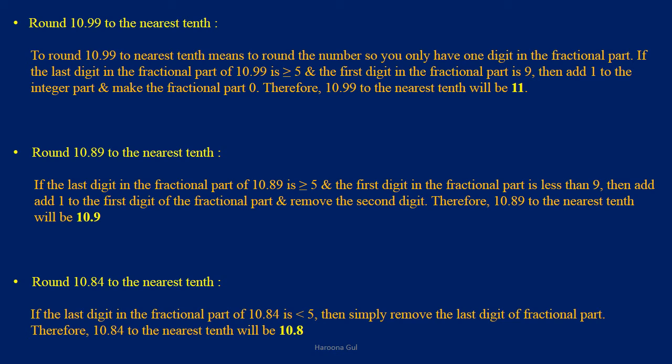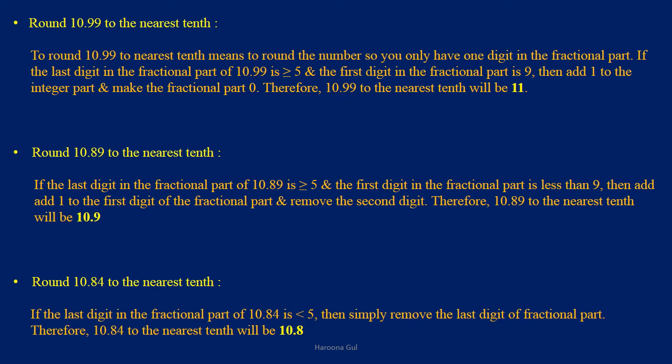Now if the last digit in the fractional part of 10.99 is greater than or equal to 5, and the first digit in the fractional part is 9, then add 1 to the integer part and make the fractional part 0. Therefore 10.99 to the nearest tenth will be 11. 10.9, when we add 1, it will become 11. So obviously it's going to move to the left side of the decimal, and it's going to give us 11 as the answer.